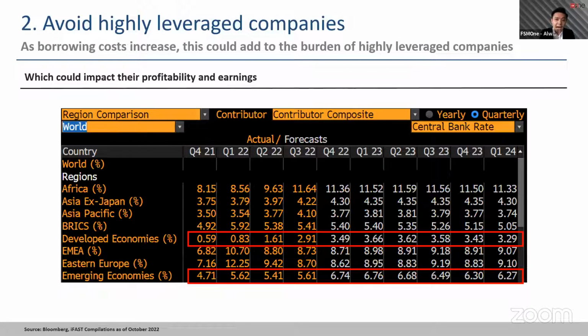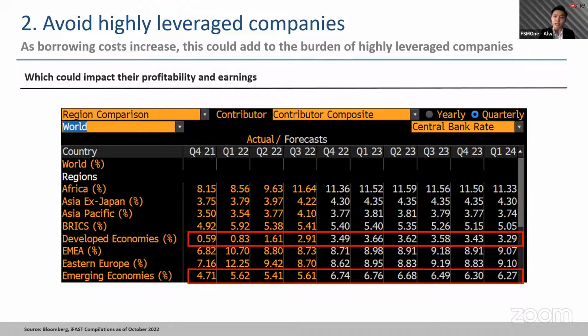Next, avoid highly leveraged companies. This is because highly leveraged companies depend on a lot of refinancing of their loans to sustain their businesses. When interest rates are high, borrowing costs increase, which adds burden to highly leveraged companies and will impact their profitability and earnings.